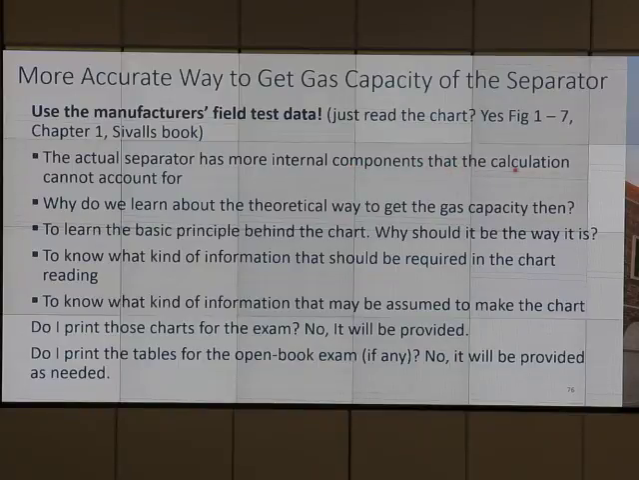The actual separator has more internal components and is different from the calculation. The calculation may not account for all internal components, right? But if you do the test, it accounts for all internal components.